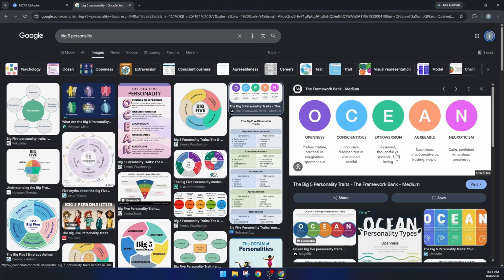Extroversion. Are they reserved and thoughtful, or are they more sociable and fun-loving? Some people love other people, right? So they're more extroverted, is what we say. They're high in extroversion, right?